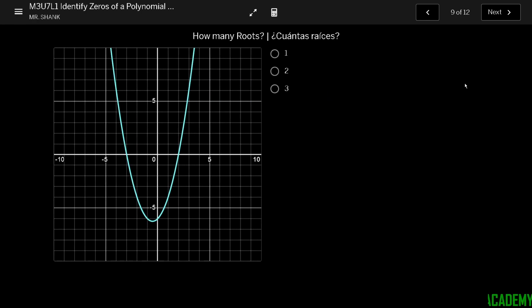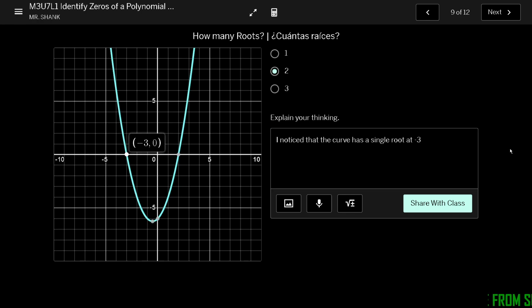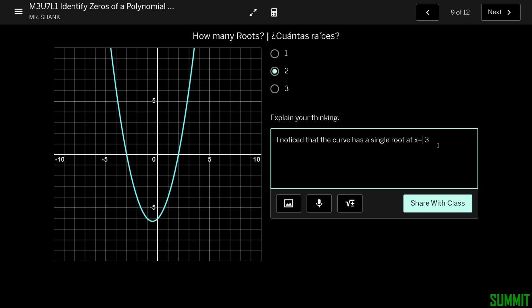All right. So on this one, how many roots does this one have? Well, this is a quadratic function because it has that U shape, so that's going to tell me I have 2 roots. And real simply, I can say I noticed that the curve has a single root at, let me double check, yeah, at x equals -3.